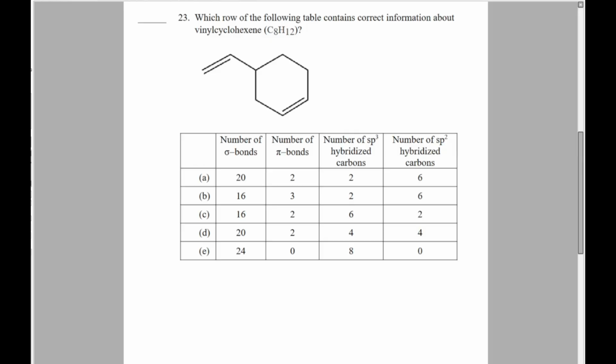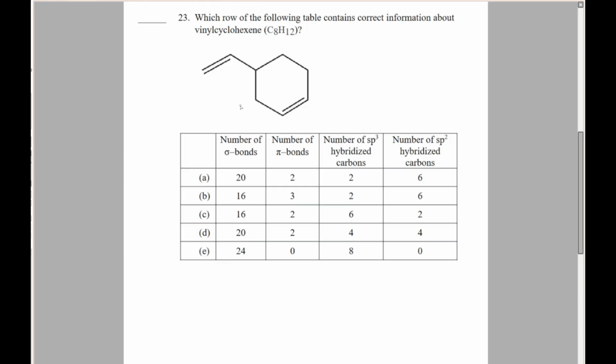23. Which row of the following table contains the correct information about vinyl cyclohexene, C8H12? So we're given this carbon skeleton structure, and we're asked immediately how many sigma and pi bonds there are. And you might just think, oh, okay, I'm just going to count these bonds, right? But then we don't have all of the hydrogen and carbon bonds accounted for in this structure.